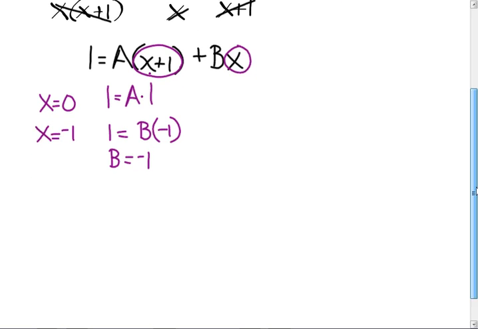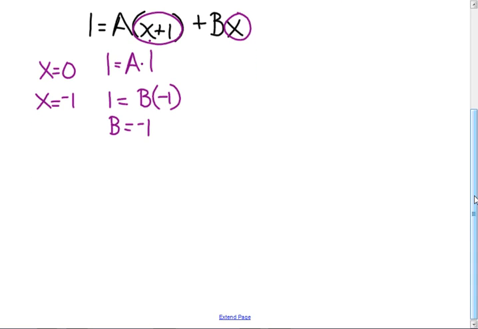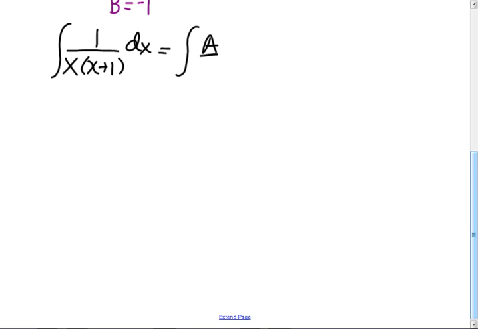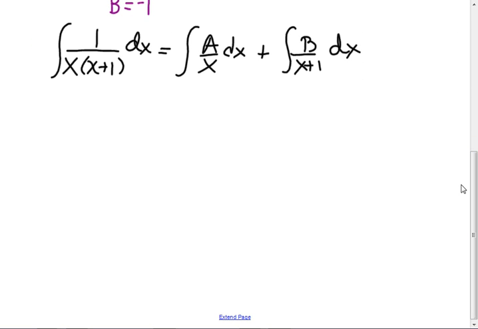So we want to integrate this thing. So it's the integral of 1 over x, x plus 1. That's equal to the integral of a over x plus b over x plus 1. Okay, a was 1 and b was negative 1.